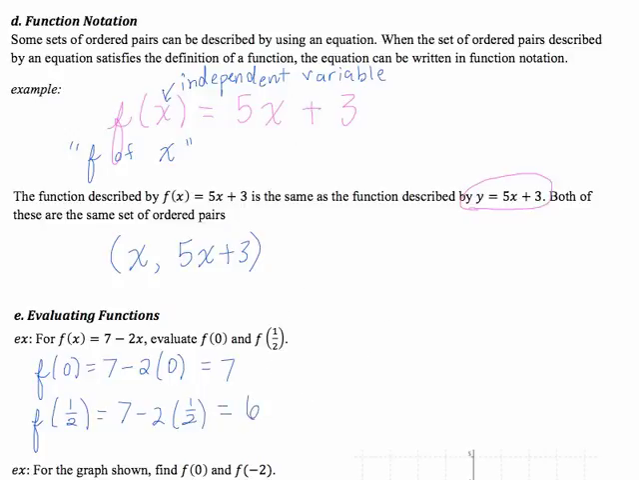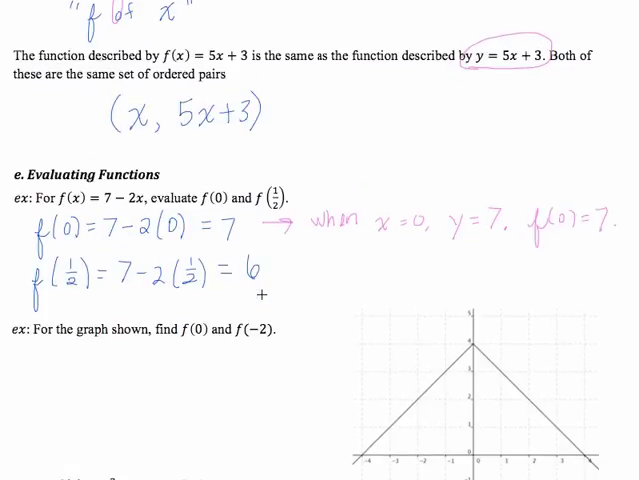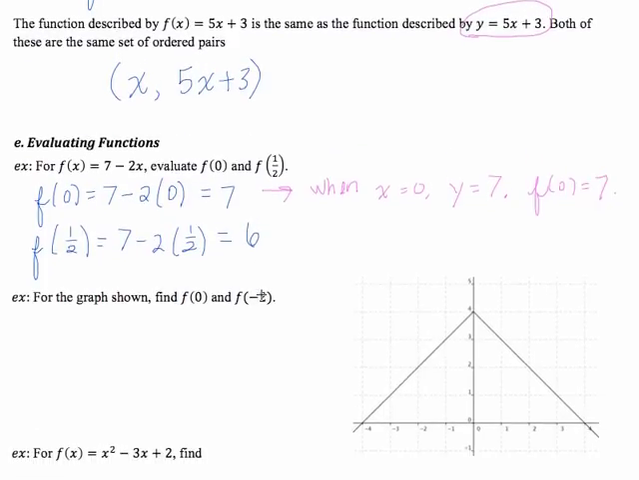So what this means is that when x is 0, y is 7. So the more compact way of saying it here is f of 0 equals 7. And that's how you can say in a single compact way that when x is 0, y is 7. Okay, or when x is a half, y is 6.